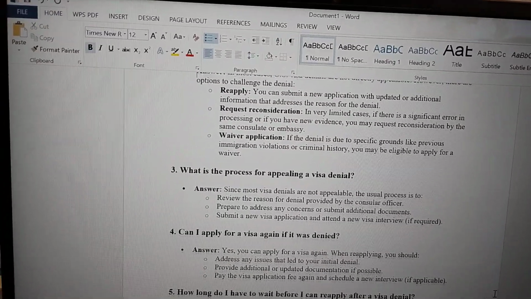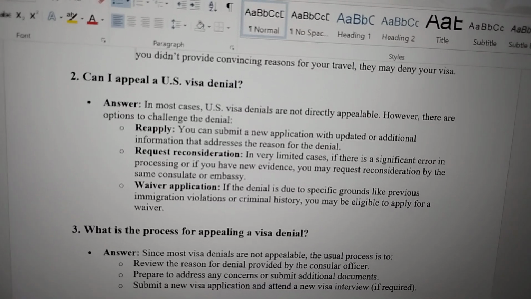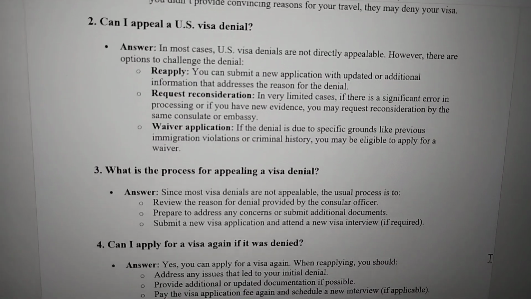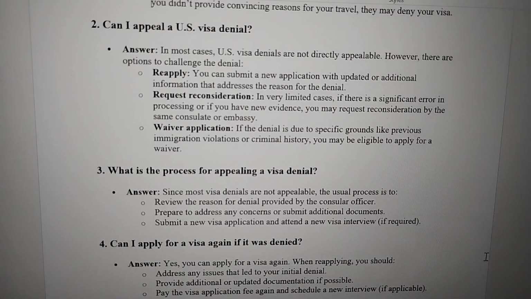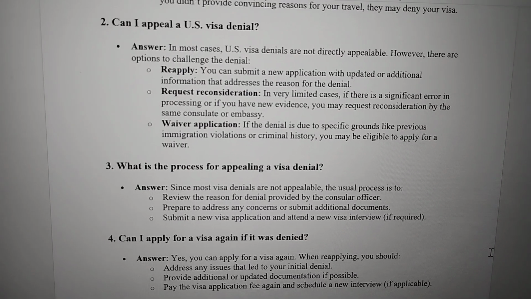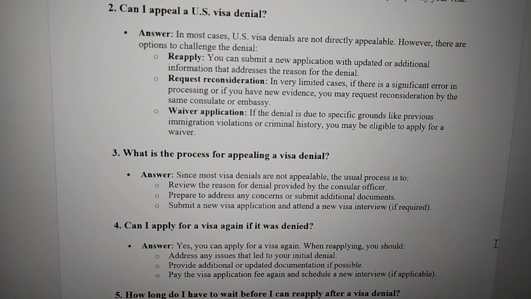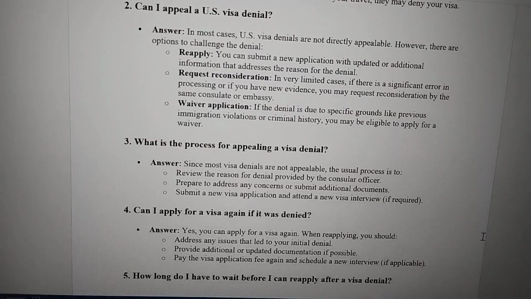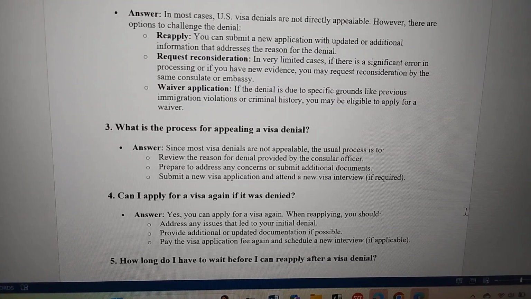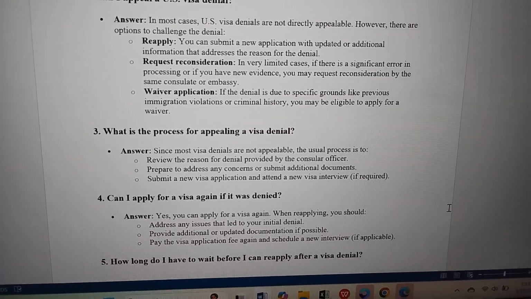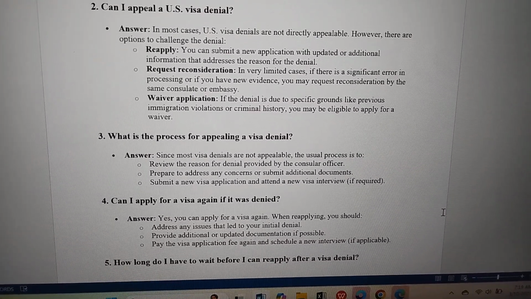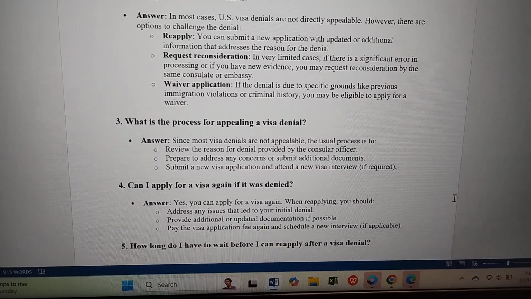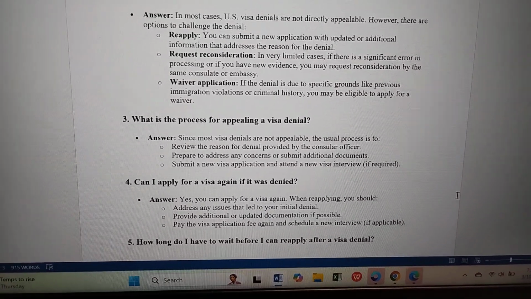You think of reapplying. So you can submit a new application with updated or additional information that addresses the issue for the denial. So if you realize that your visa was denied maybe due to lack of enough or adequate documentation, then you simply reapply, but you add information that addresses the reason why your visa was denied. Request reconsideration. In very limited cases, if there is a significant error in processing or if you have new evidence, you may request a reconsideration by the same consulate or embassy.